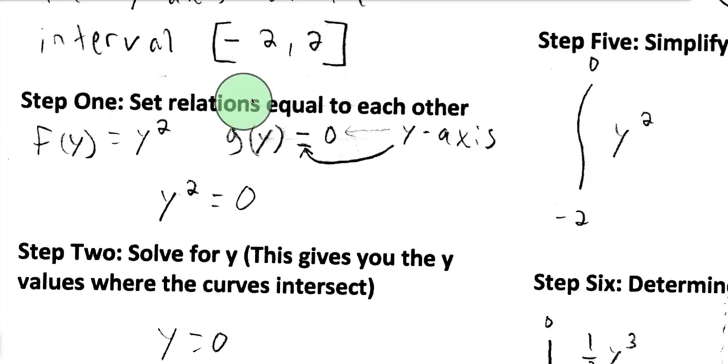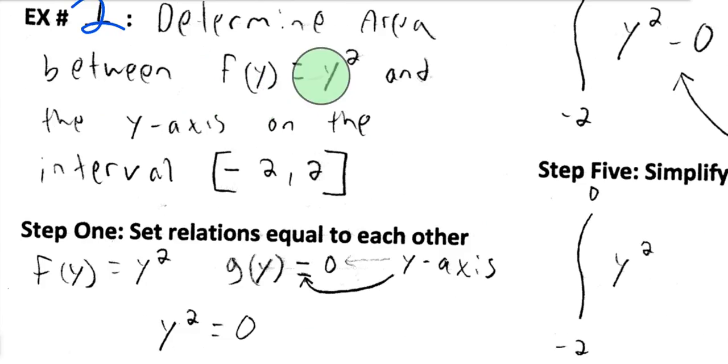So the first thing we're going to do is set our relations equal to each other as we did before. Now the thing is, it's between f of y equals y squared and the y-axis. The y-axis is x equals 0, okay? So basically what that means is we're going to set y squared equal to 0. You could think of f of y as x. So the first equation is x equals y squared. The second one is x equals 0. Again, it's the reverse. Instead of y depending on x, in this case x depends on y.